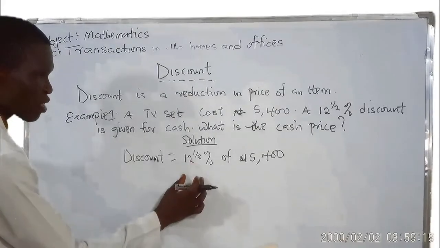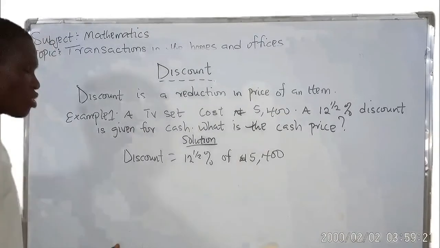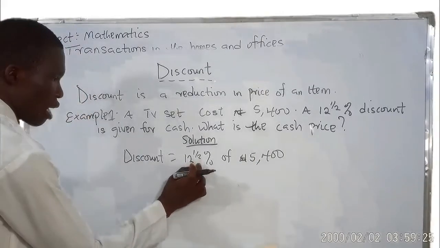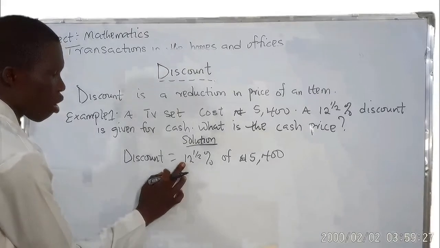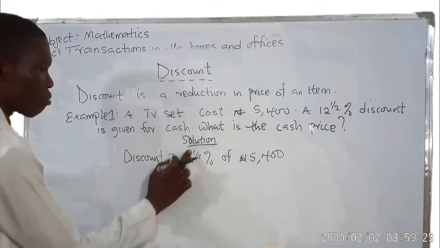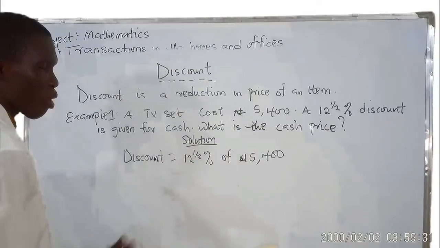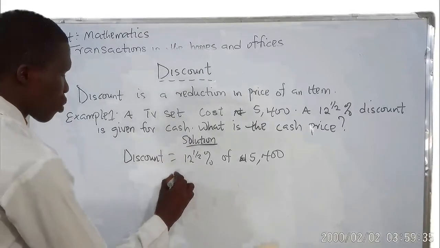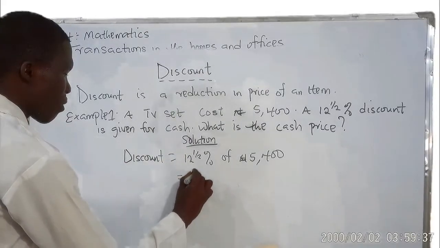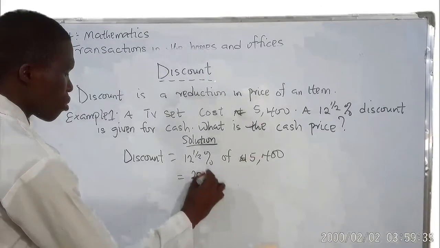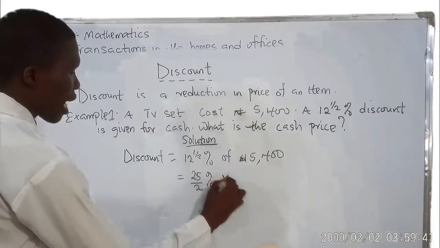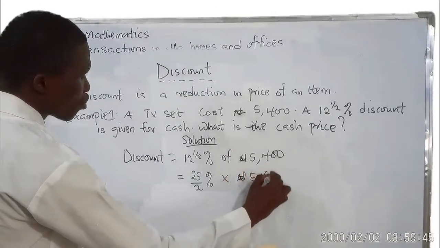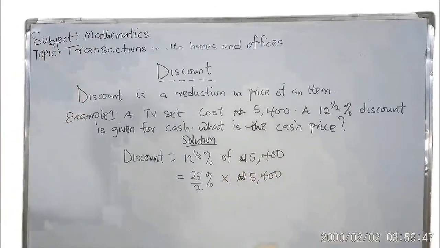Now, you are going to change this to an improper fraction. Remember, this is a mixed fraction. In changing this to an improper fraction, you are going to do this: 2 times 12 plus 1. 2 times 12 will give us 24. Plus 1 is going to give us 25. So we are going to have 25/2% times 5,400 naira.